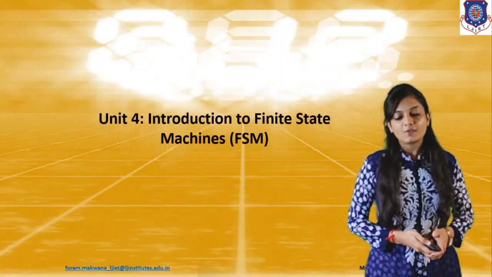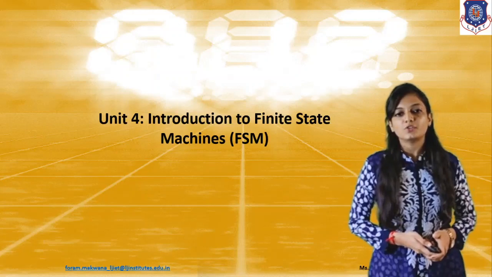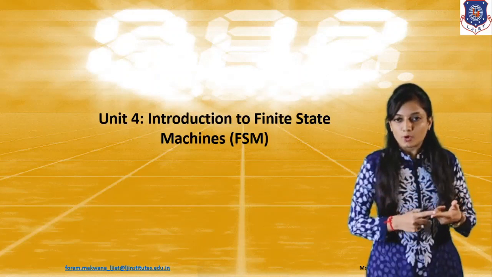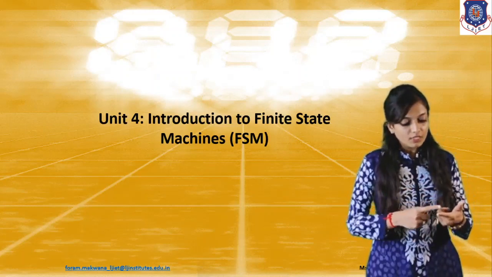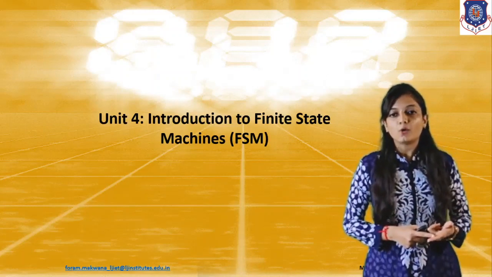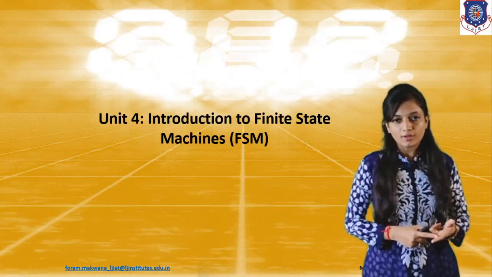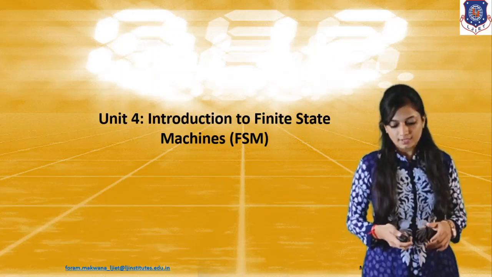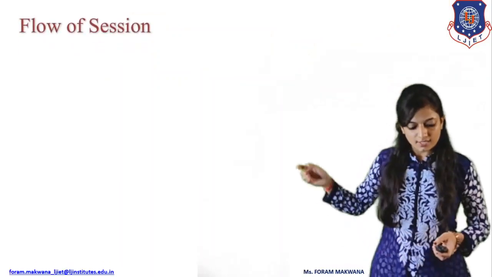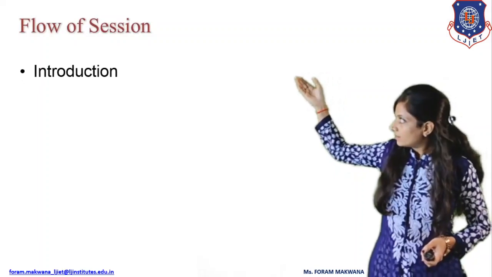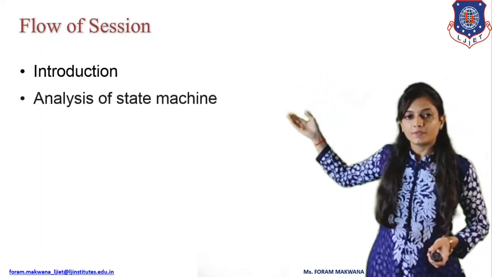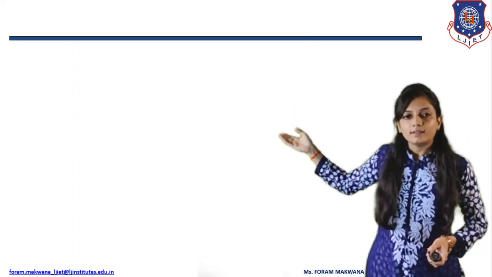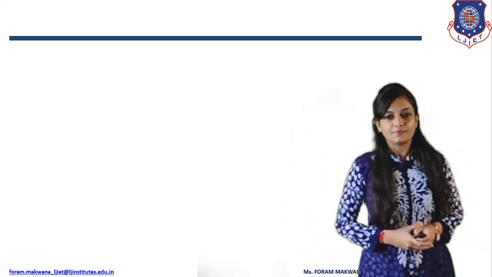In the last session, we started unit number 4, that is Introduction to Finite State Machine. We have seen the generalized block diagram of FSM. There are two ways to model the output of FSM, the Mealy and Moore models, and we have seen the basic introduction of Mealy and Moore. In today's session, we will see the basic introduction for revision, and second, the analysis of state machine and an example of FSM.